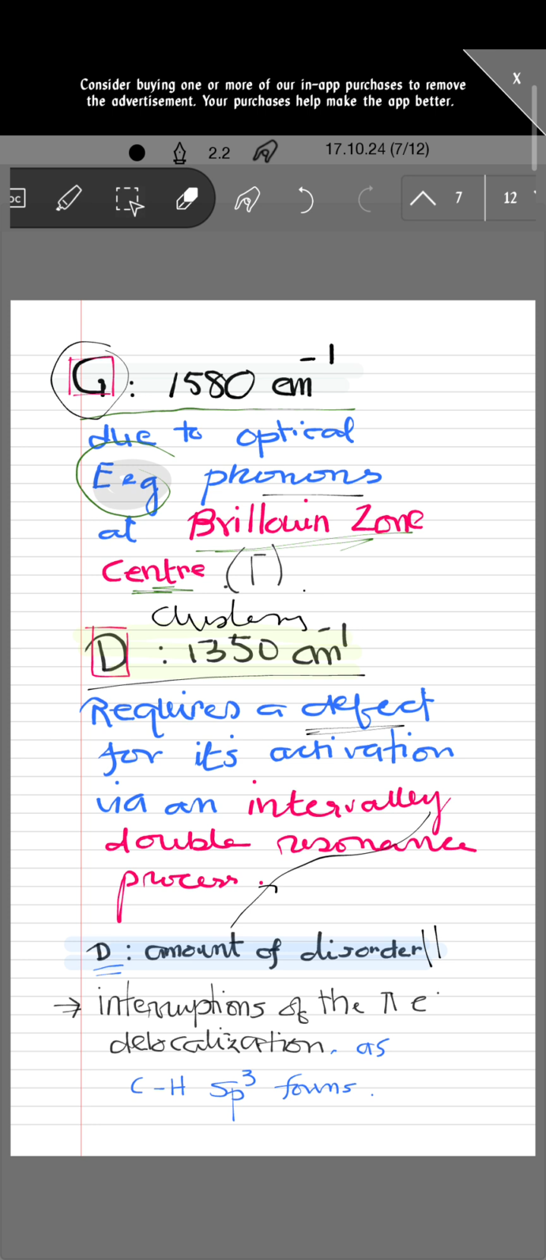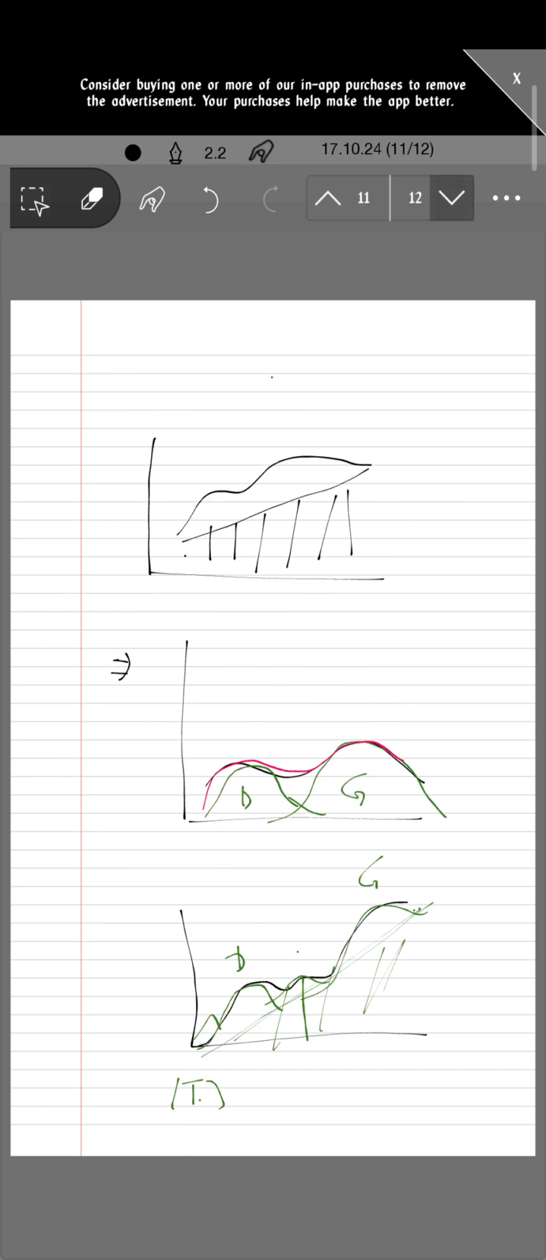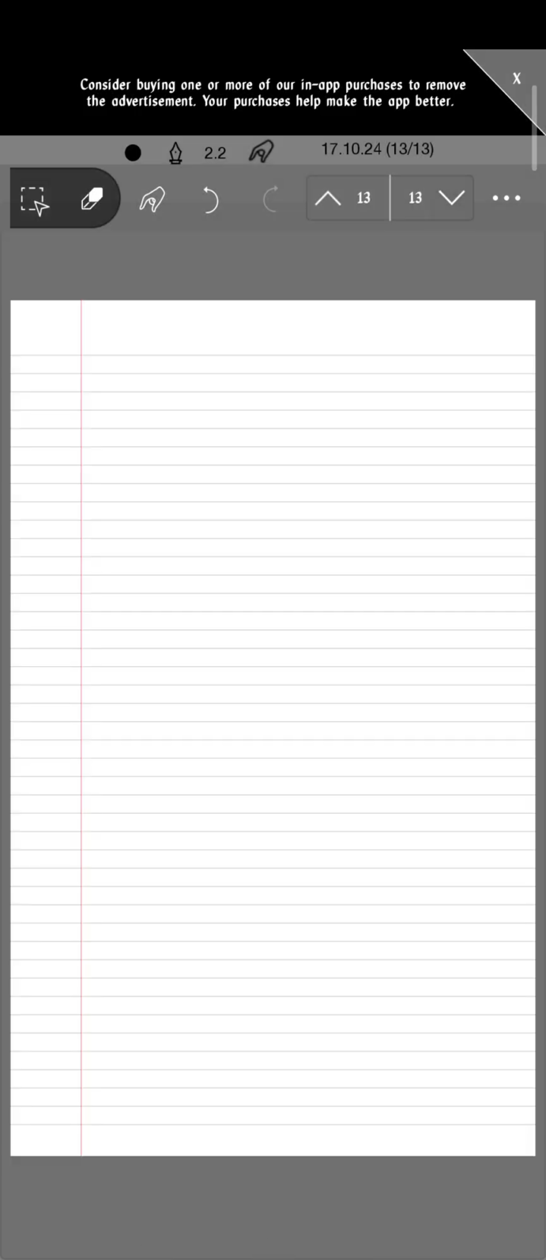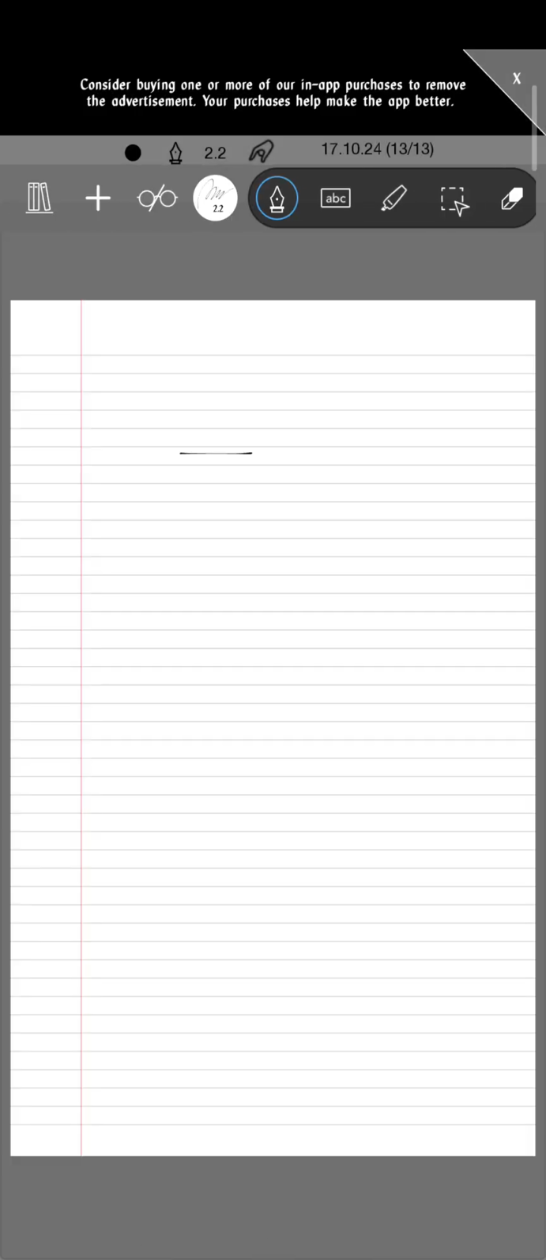Now, let me explain this a little bit. Say the graphite. If you look at the structure of graphite, it has sigma bonds. These are the sigma bonds, and these are the pi bonds. In graphite, and in graphene, since we are talking about few layers of graphene, the pi electrons here are delocalized.